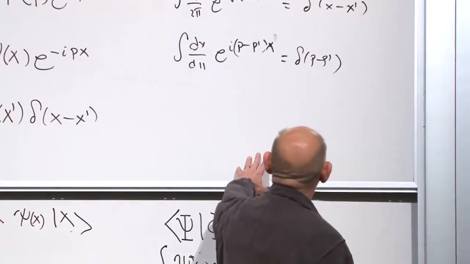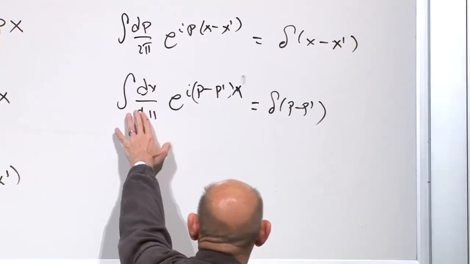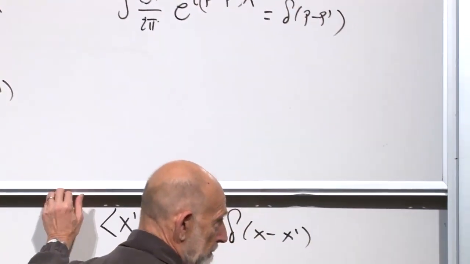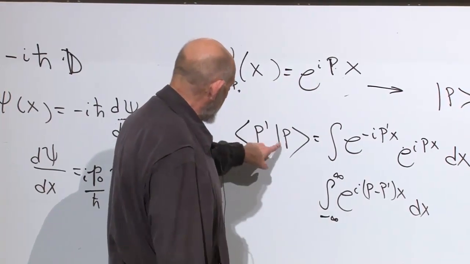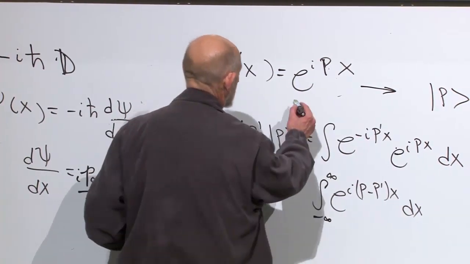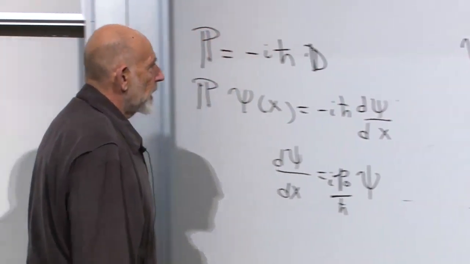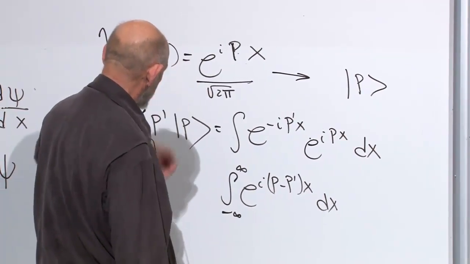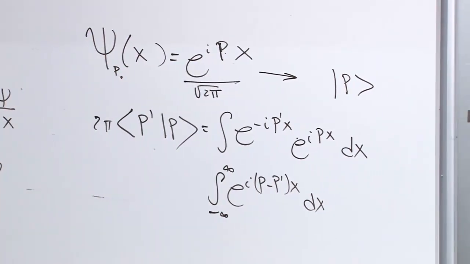But yes, we do. Up here we have the integral dx over 2 pi is delta of p minus p prime. The upshot of this is just that in order for this to be normalized, so its inner product is a real delta function, you have to divide by the square root of 2 pi. Big deal. This is the wave function for a particle of momentum p. We now know what the wave functions of particles of momentum p are.